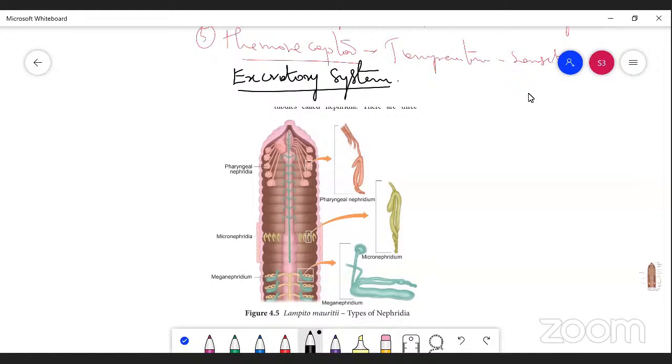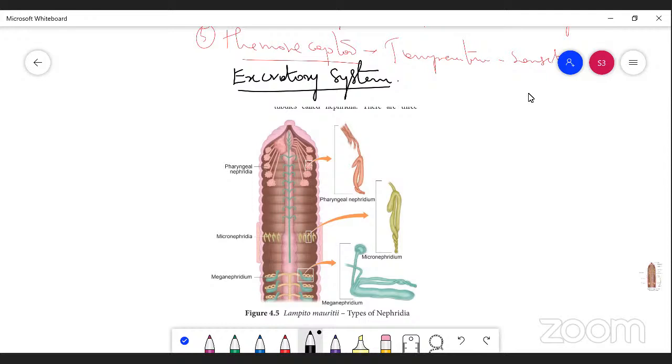What is the meaning of excretion? We are going to talk deeply about the earthworm excretory system, but before that we should know what excretion means. Excretion means the process of elimination of nitrogenous metabolic waste products from the body. So from the animal bodies, the process by which they eliminate the excretory products is called the excretory system.